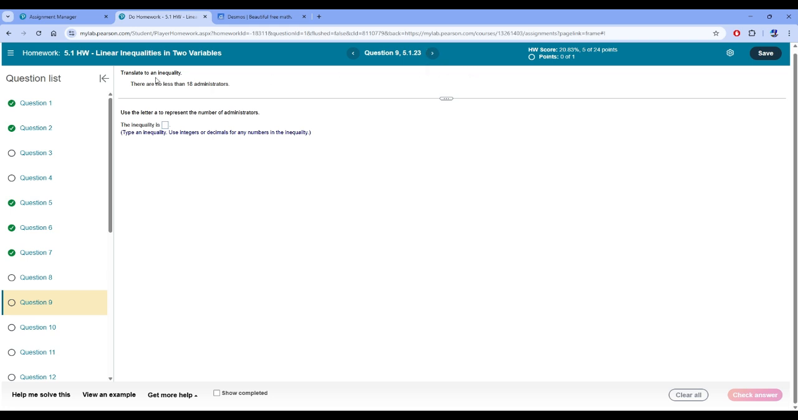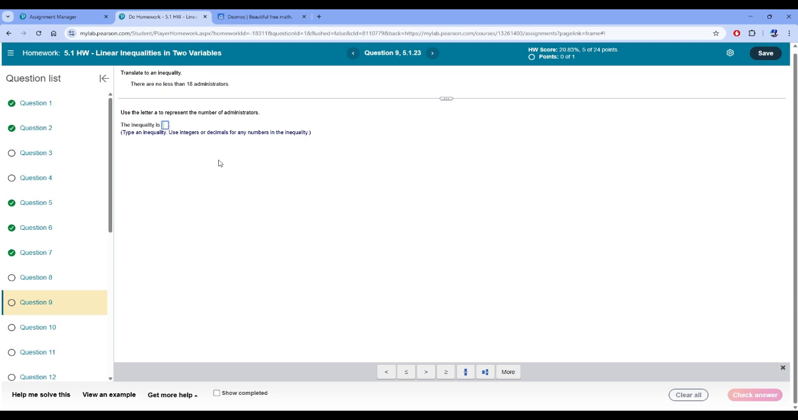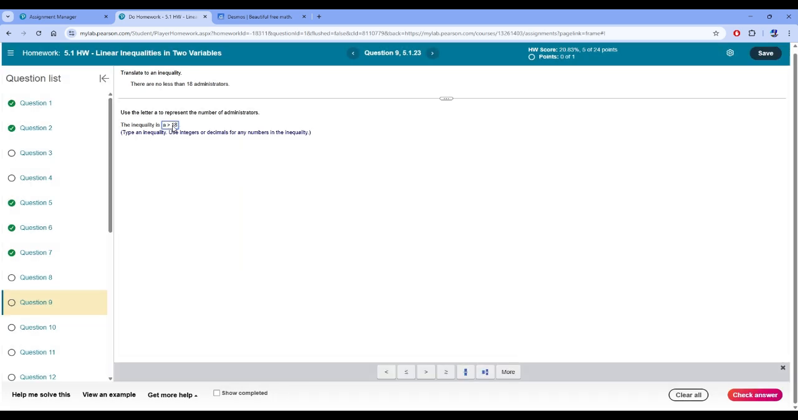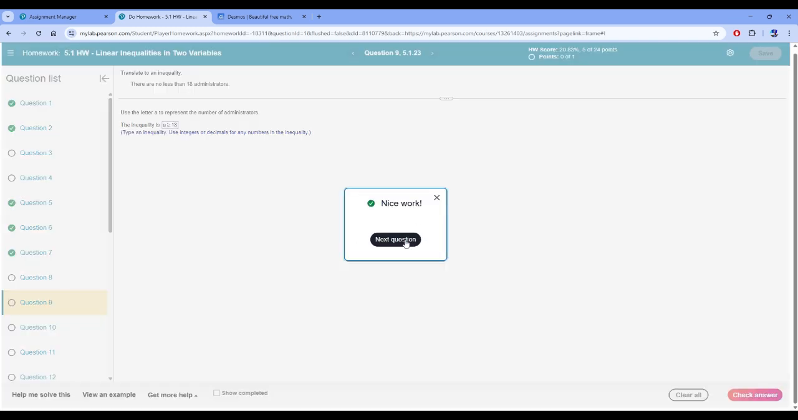Alright, so now here, translate to an inequality. There are no less than 18 administrators. So use the letter A to represent the administrators. A is greater than. There is no less than 18 administrators. Is this going to be an equals? How do I do greater than or equal to? This one? There we go. A is greater than or equal to 18.